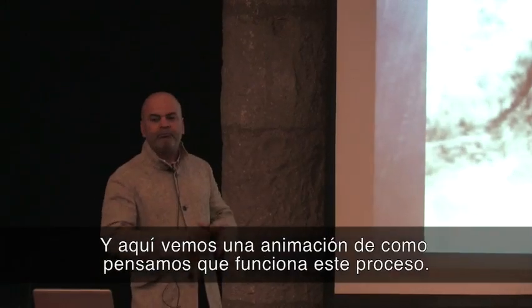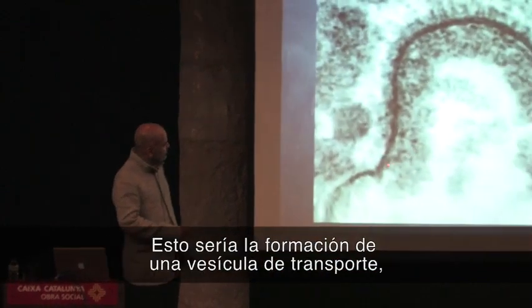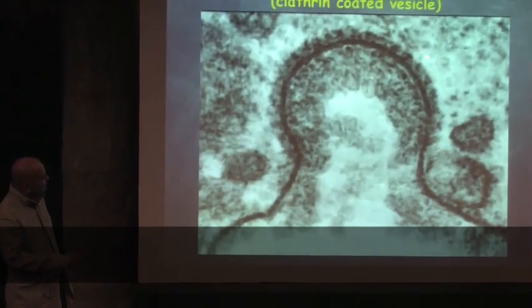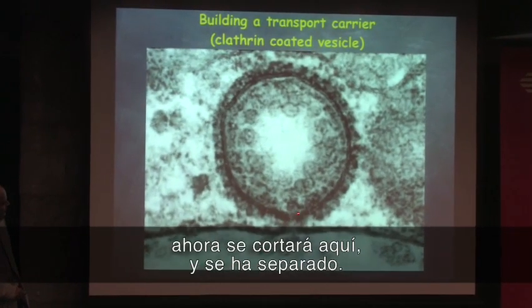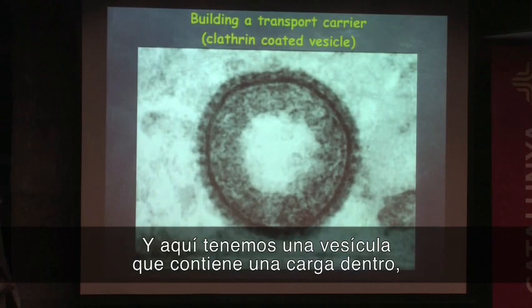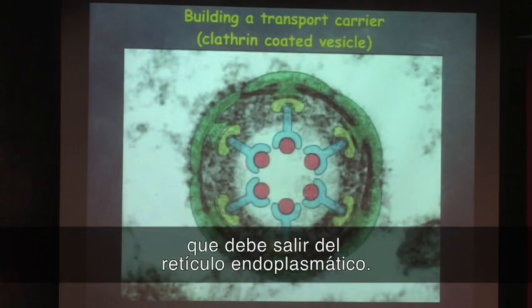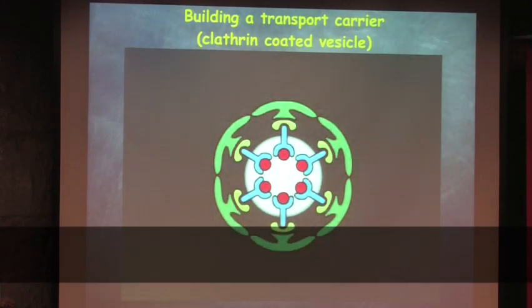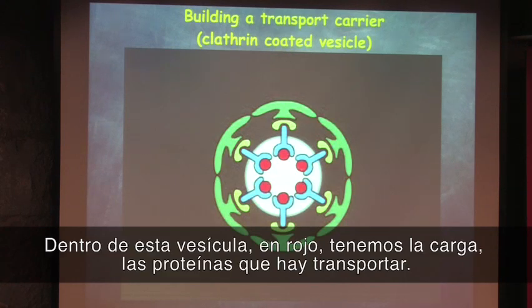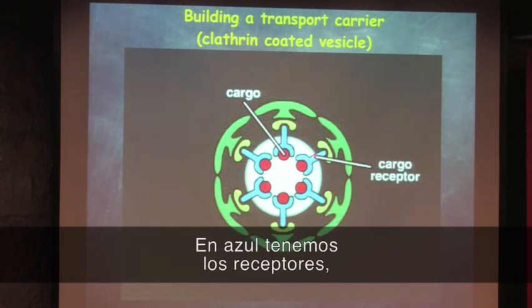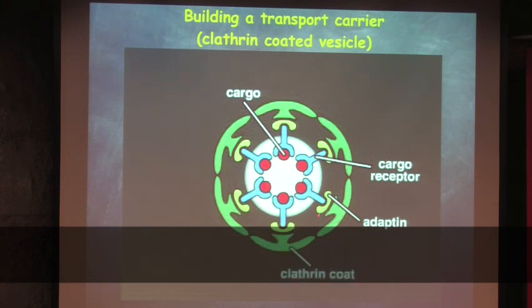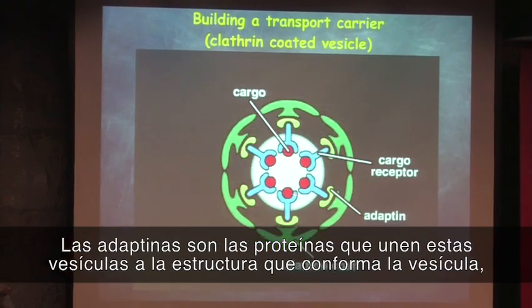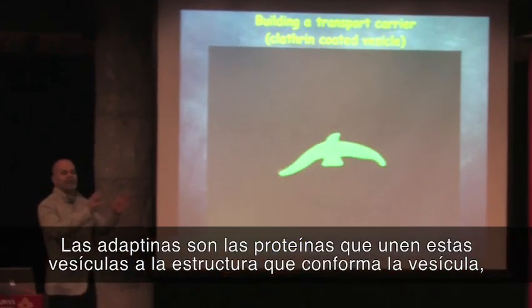I show you here an animation of how we think this process works. So this is formation of a transport vesicle. It will undergo cutting here, and you have separated. So this is a transport vesicle, which contains cargo that needs to be taken out of the endoplasmic reticulum. And in this vesicle, the red are the cargoes, the proteins that need to be transported. The blue structures are the receptors, which bind to the cargo and take them into the vesicles. Adaptins are proteins that link this receptor to the structure, which makes the vesicle.